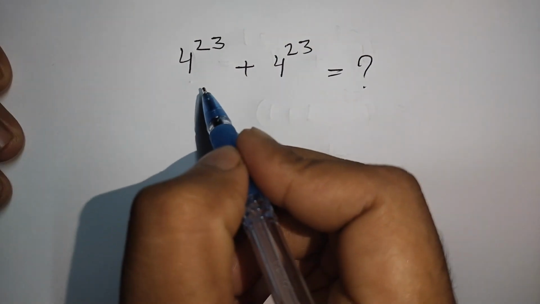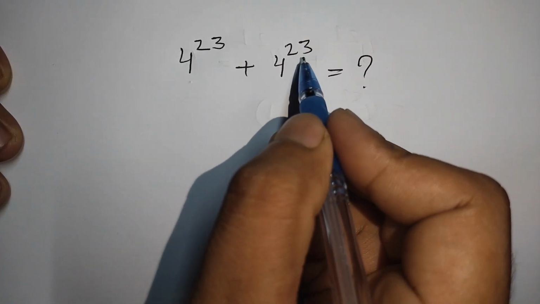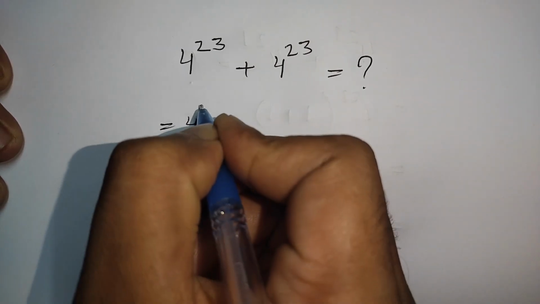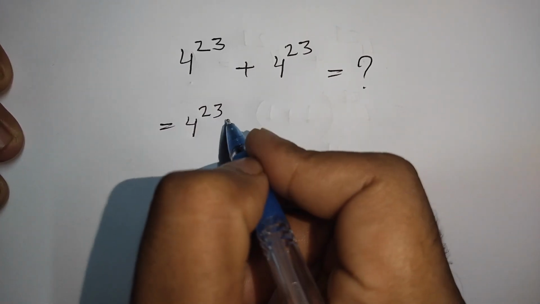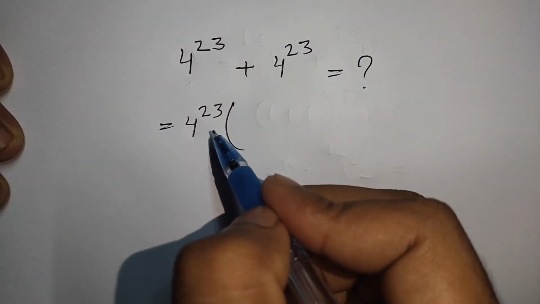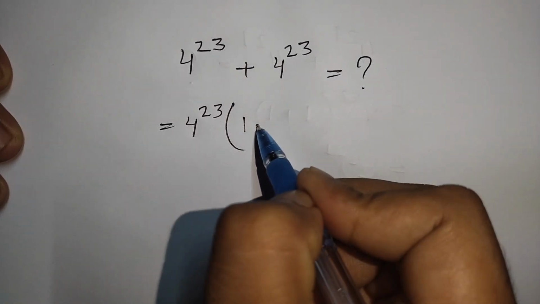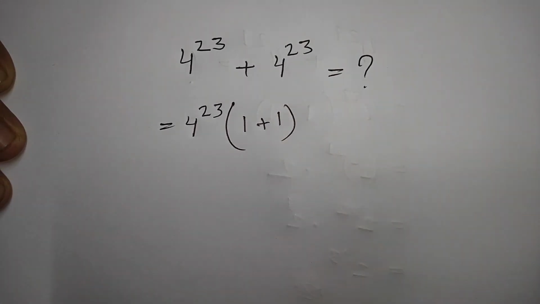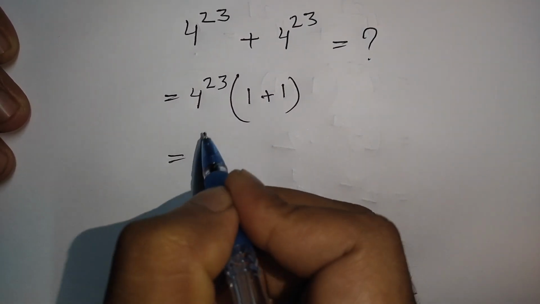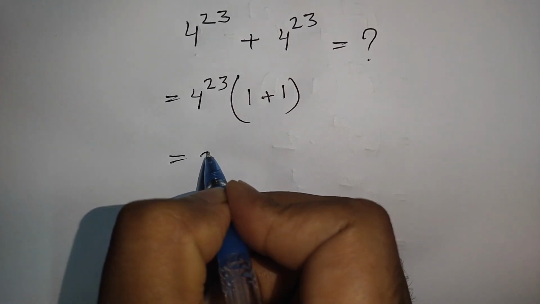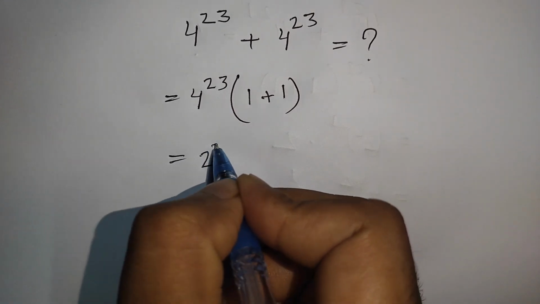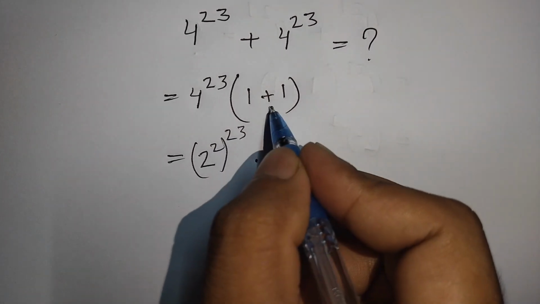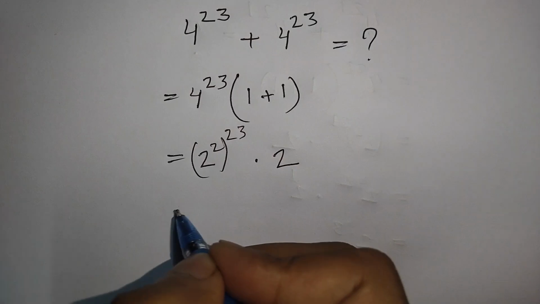How to solve 4 to the power 23 plus 4 to the power 23 is equal to what? At first we take common 4 to the power 23. First bracket start, this divided by this, that means 1, plus this divided by this, that means 1. Now 4 to the power 23 is same as 2 to the power 2, bracket for 23, times 1 plus 1, that means 2.